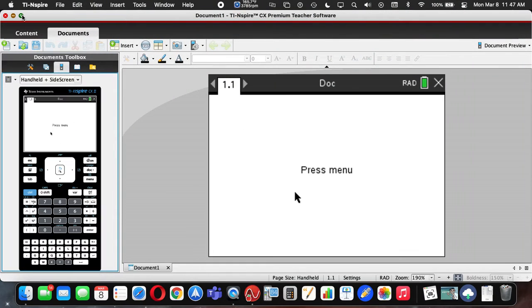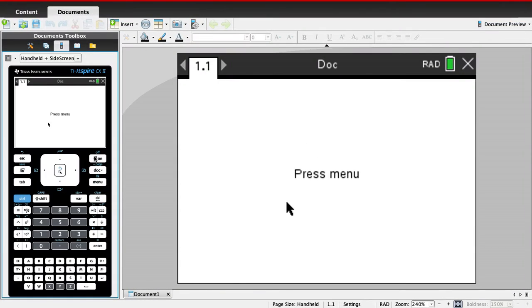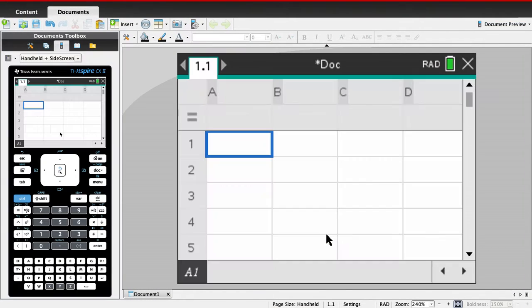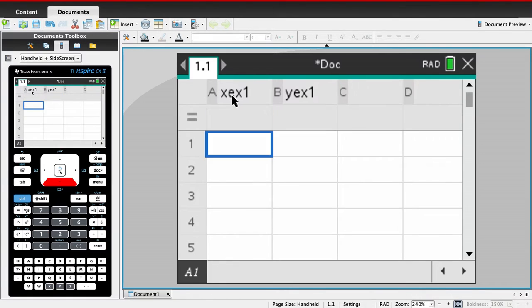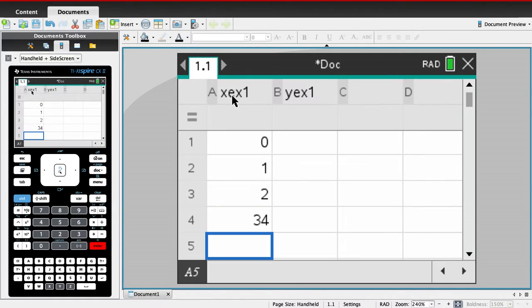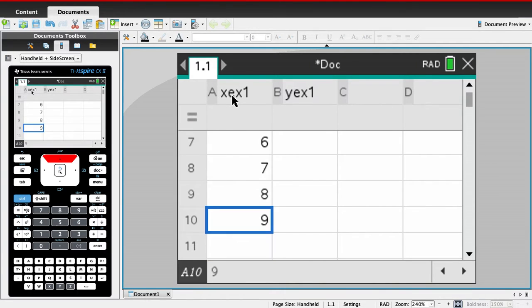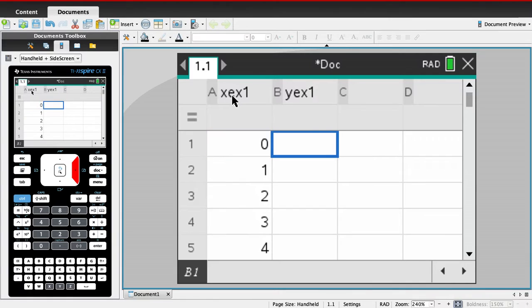Okay, so let us go ahead and type these values in. First thing on my calculator is I'm going to go to my home screen and open up a spreadsheet. For this one, I'm going to call this my x's from example number 1 and my y's from example number 1. I'm going to type in my x's, 0 all the way up to 9. All right, so I have all my x's inputted. Let me put in my y values.